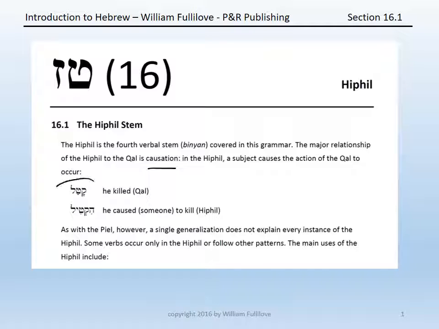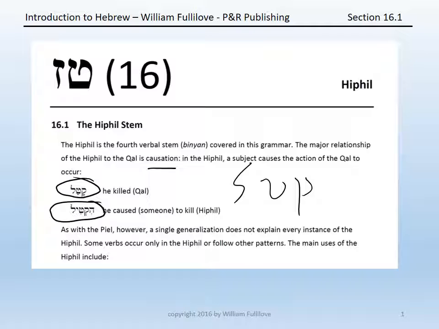So for instance, katal in the Qal is "he killed." Hiktil, which is the Hiphil form of the same root, you can see kof, tet, lamed, means "he caused someone to kill."